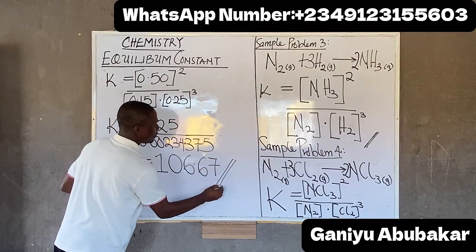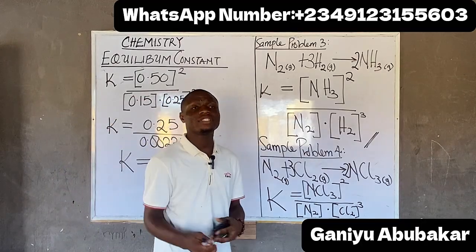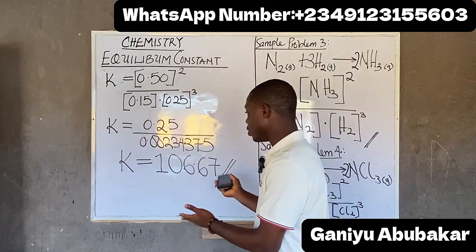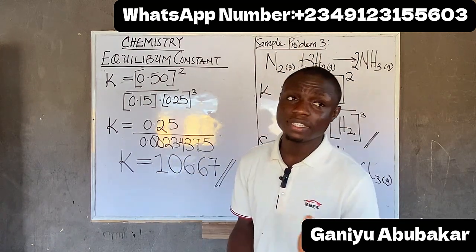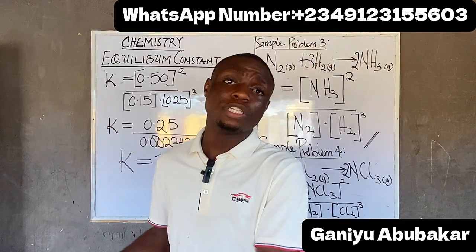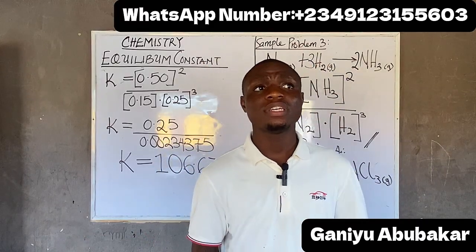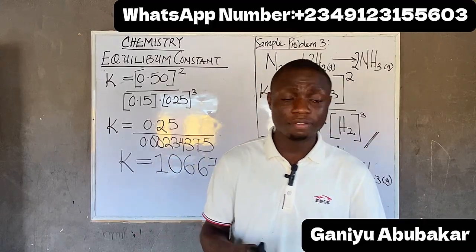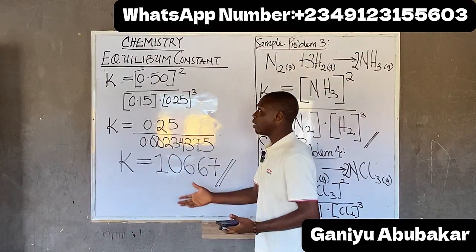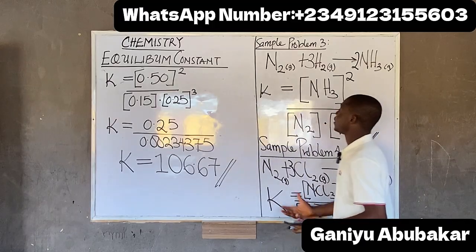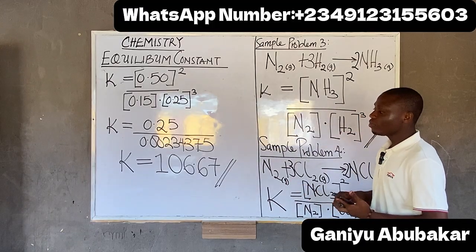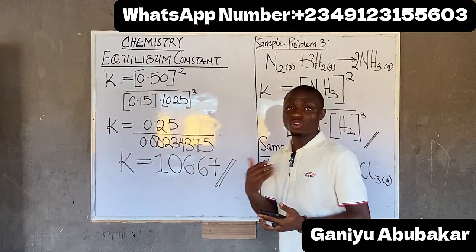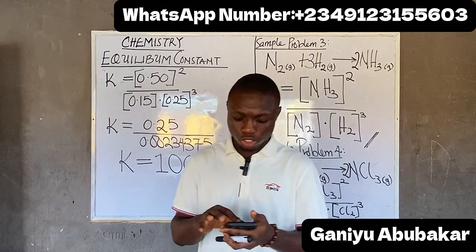K is equal to 106.67. Please note that the equilibrium constant has no SI unit. I'm not going to put kilogram or joules here. It has no SI units because anything that is a constant usually doesn't have SI units. So my equilibrium constant in this case is 106.67, and mind you, it has no SI units.